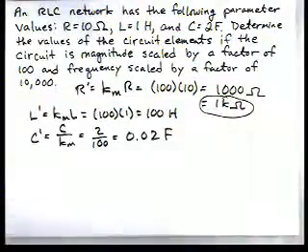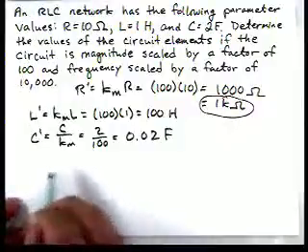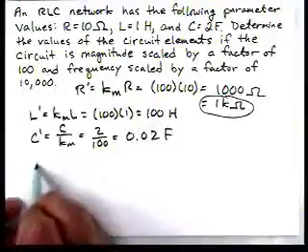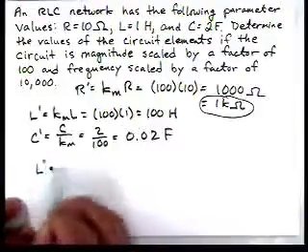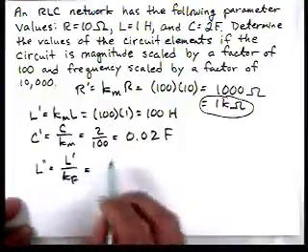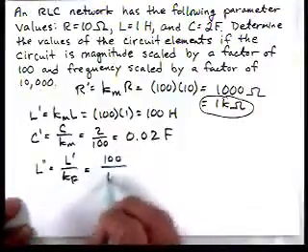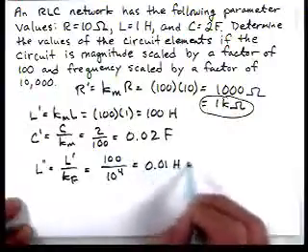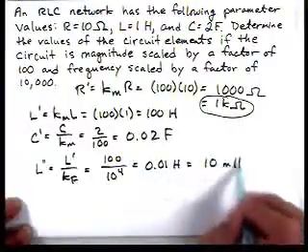So now for the frequency scale, for the inductance, we'll have our final value, we'll call it L double prime, which is going to be L prime divided by K sub F. So we have 100 henries divided by 10 to the 4th, which is 0.01 henries, or 10 millihenries.